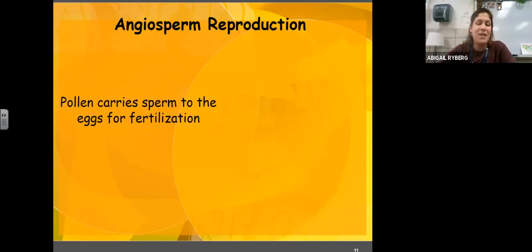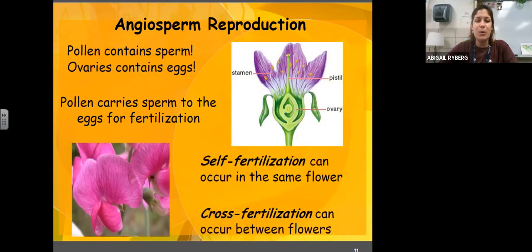Just a reminder that angiosperms are anything that have flowers, and you guys don't realize how many things actually flower. Every fruit flowered, right? Oranges were a flower, peas were a flower, maple trees flower. So lots of plants flower, and in order to reproduce with flowers, there are male and female parts.